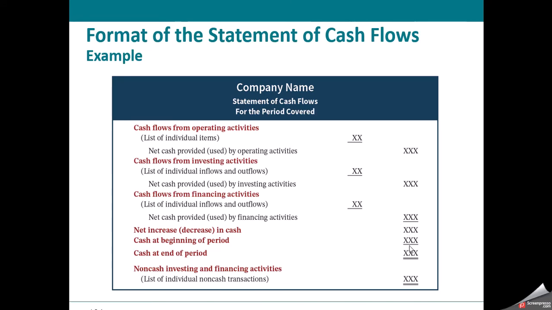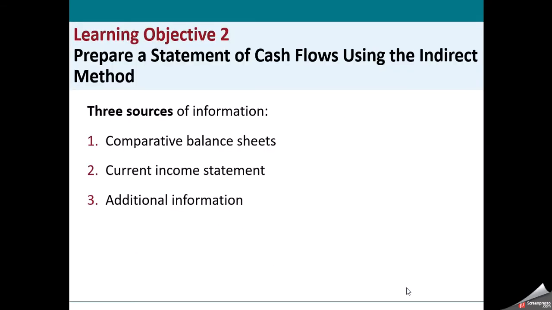We'll sum all of those three sections up to say, do we have a net increase or decrease in cash? We will add that to our cash at the beginning of the period to have what our ending cash would be. So again, what was our beginning cash, add our change in cash to give us our ending cash. And then we would list out any non-cash activities at the bottom.